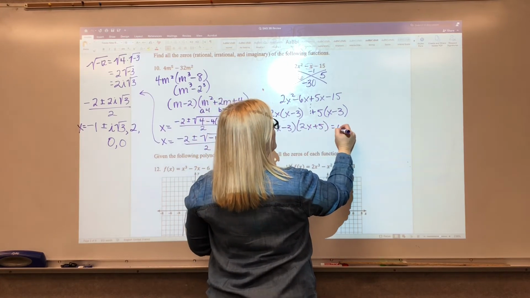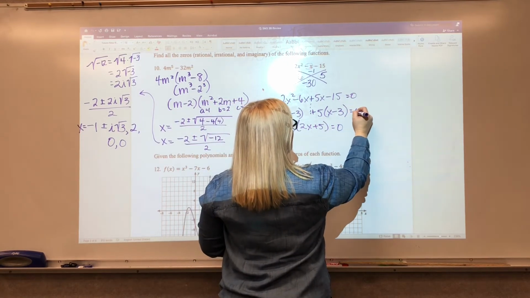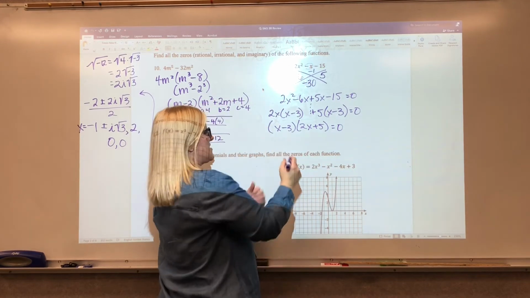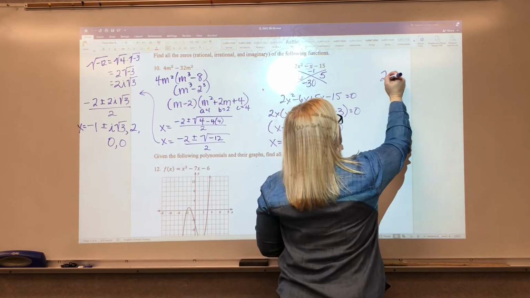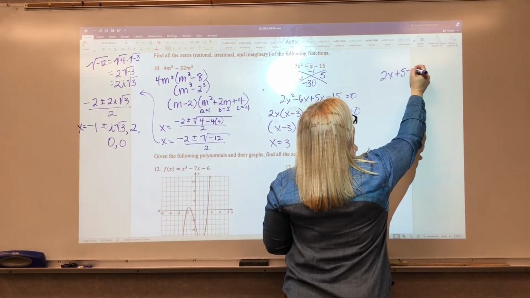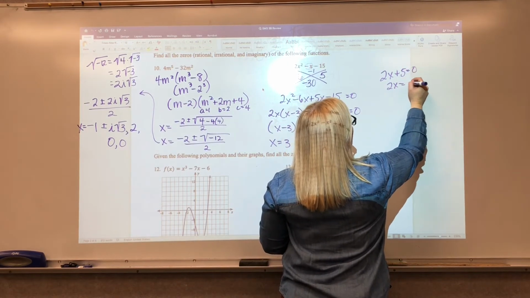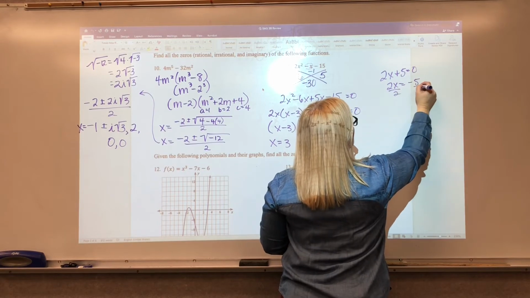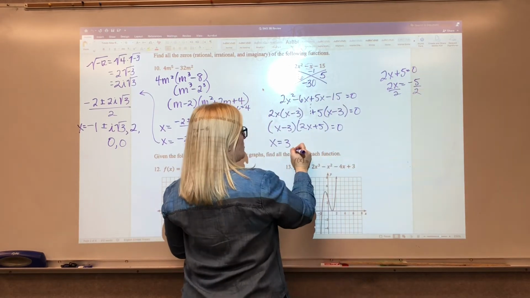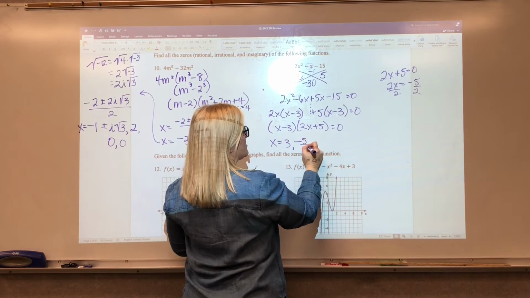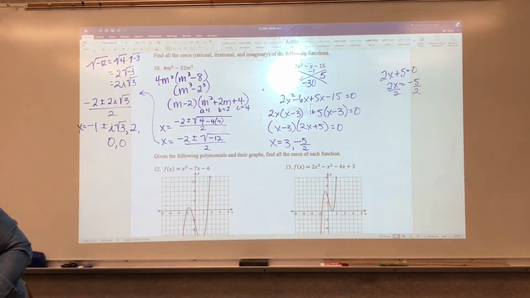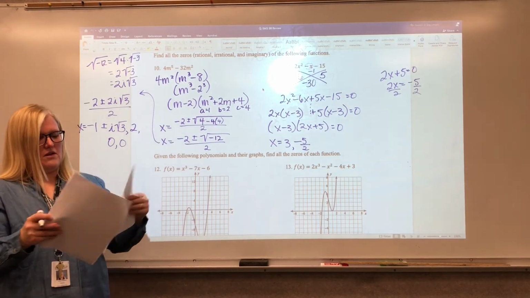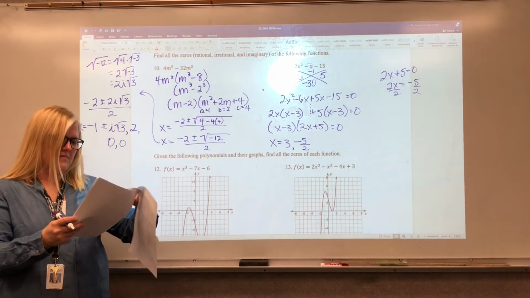And of course, all of this equals 0. And so now one of my x's is 3. And this one, if I set it equal to 0, I've got 2x equals negative 5, divided by 2. So x also equals negative 5 halves. So that is the answer to 11. Let me just make sure. Yep.